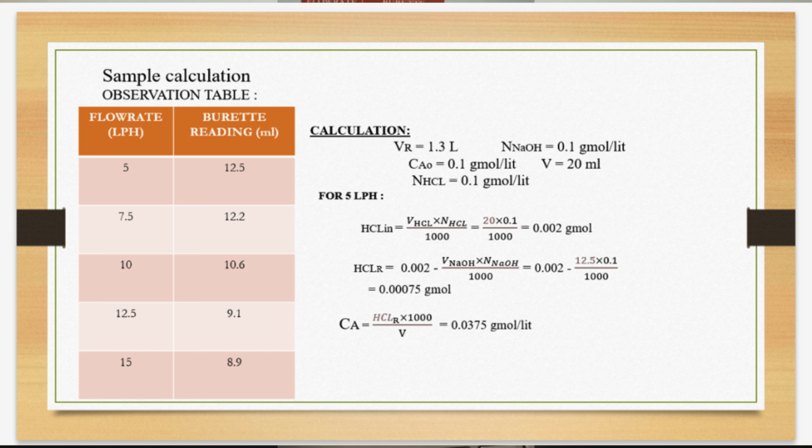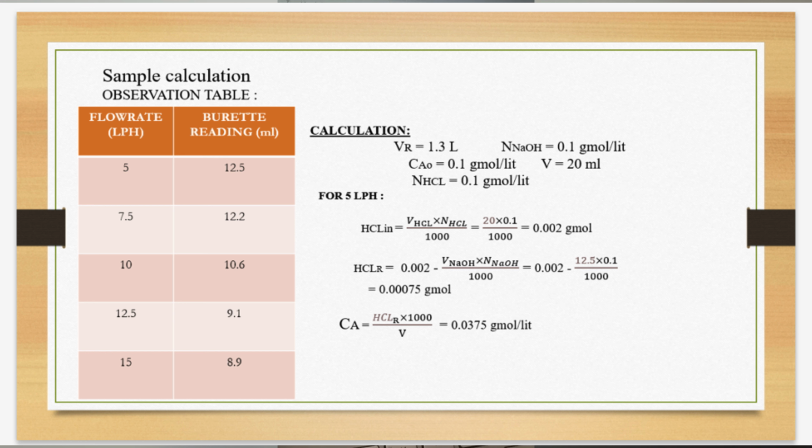For the calculation part, we have the pre-assumed data: the volume of reactor is 1.3 liter, the normality of NaOH is 0.1 gram mole per liter, the volume of HCl is 20 ml, the normality of HCl is 0.1 gram mole per liter, and the initial concentration of A is 0.1 gram mole per liter. For 5 lph, we have calculated the initial moles of HCl by multiplying the volume of HCl with the normality of HCl, which comes out as 0.002 gram mole.